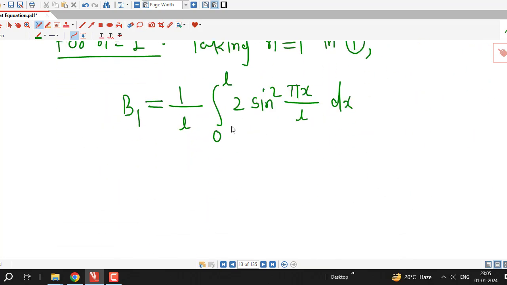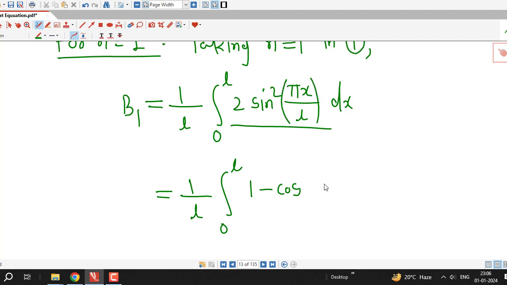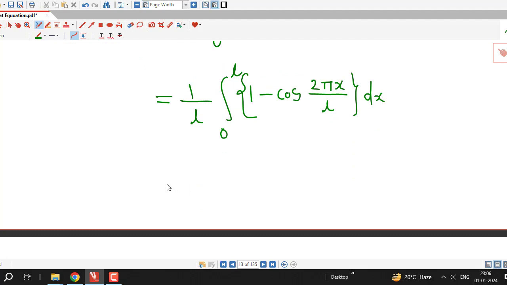Now this is easy to integrate. We can use the formula that 2 sine square theta is 1 minus cos 2 theta. We have to double the angle, so I can write this as 1 minus cosine of double of this angle, that is 2 pi x divided by L, and then I have to integrate this with respect to x.